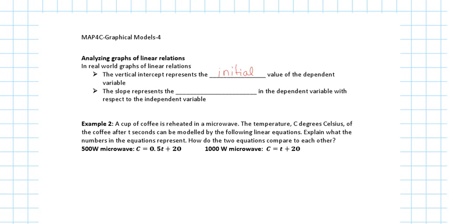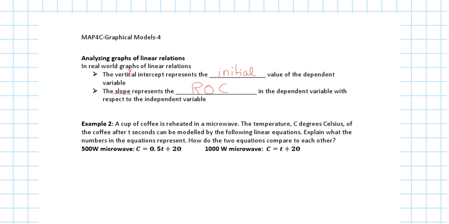So I could be asking you for the initial value, and I'll be asking you exactly to find the y-intercept. That's the same thing. So the y-intercept and the initial value are the same thing. The slope represents the rate of change with respect to the independent variable. Slope, rate of change, they're the same thing. The only difference is the units.